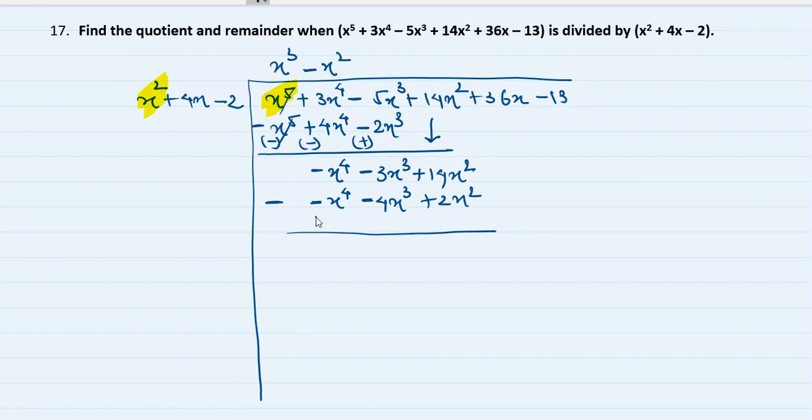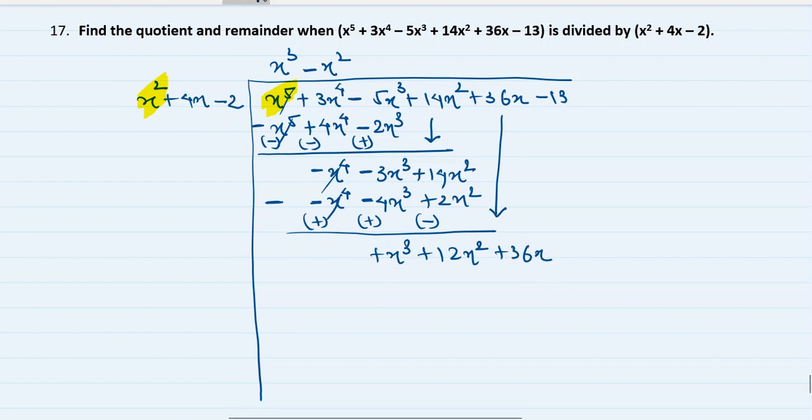So there is a negative sign. I'll change the sign all over here. So minus x raised to 4 plus x raised to 4 will get cut. Minus 3x cube plus 4x cube will be plus x cube, plus 14x square minus 2x square will be plus 12x square. And you can bring down only one of the terms, plus 36x.